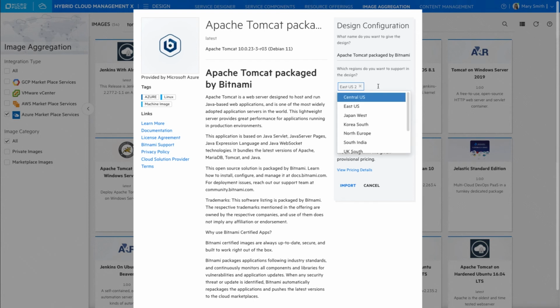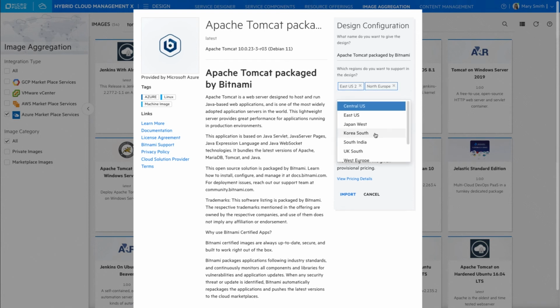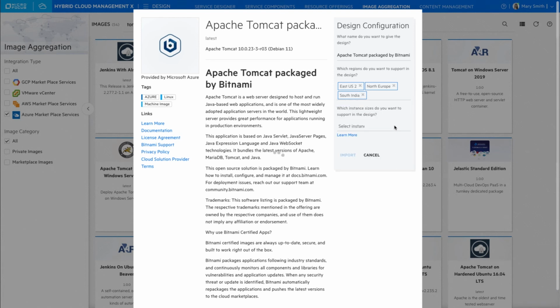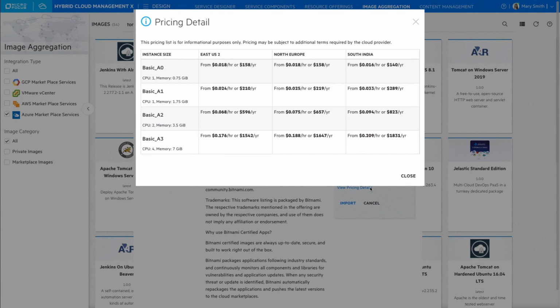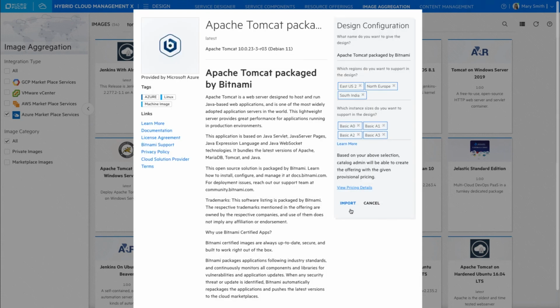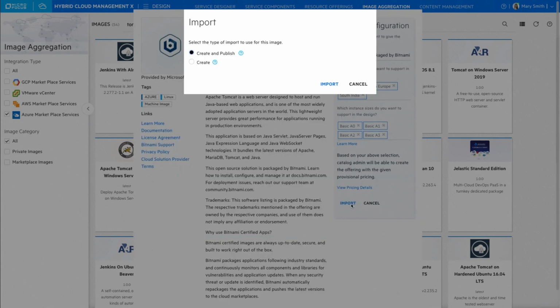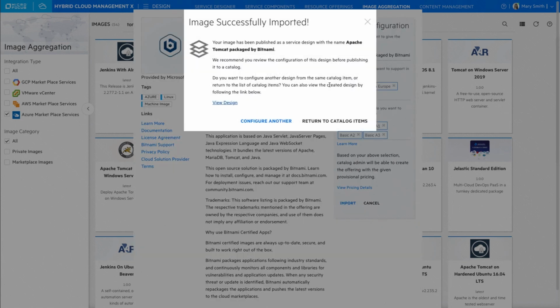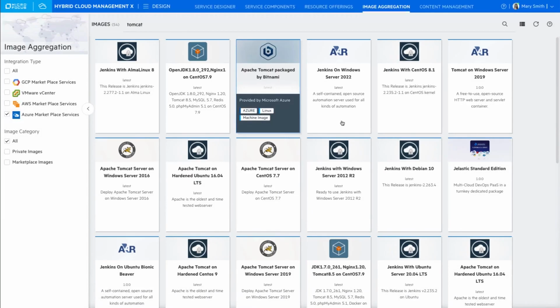governance. For each offering, you can decide where it can be provisioned, so what locations and regions are allowed, and also which configuration options or instance types are permitted. You can double-check these decisions in the pricing details pop-up, which shows you what each configuration is going to cost in each location. Once you're happy with this, simply push the import button and confirm that you want to publish this offering. You can then add the offering to the HCMX FinOps Express built-in catalog and expose it to your teams.